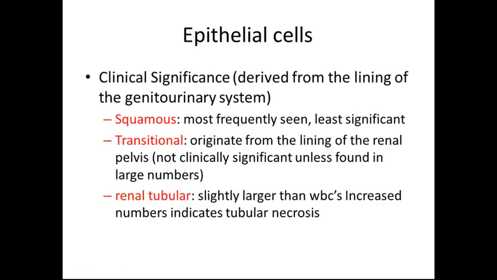Epithelial cells are derived from the lining of the urinary system. There are 3 different types. Squamous is the most frequently seen and the least significant, and this is typically just from the lining of the urethra. However, with a midstream clean catch, where the first portion goes into the toilet, that sometimes will rid some of the squamous cells so they are not as frequently present in the microscopic examination. Transitional cells originate from the lining of the renal pelvis and are clinically not significant unless they are found in large numbers. This can be an indication of renal failure or dysfunction. Renal tubular epithelial cells are slightly larger than white blood cells, and increased numbers indicate tubular necrosis. Chronic kidney disease is typically the cause of these in high numbers.